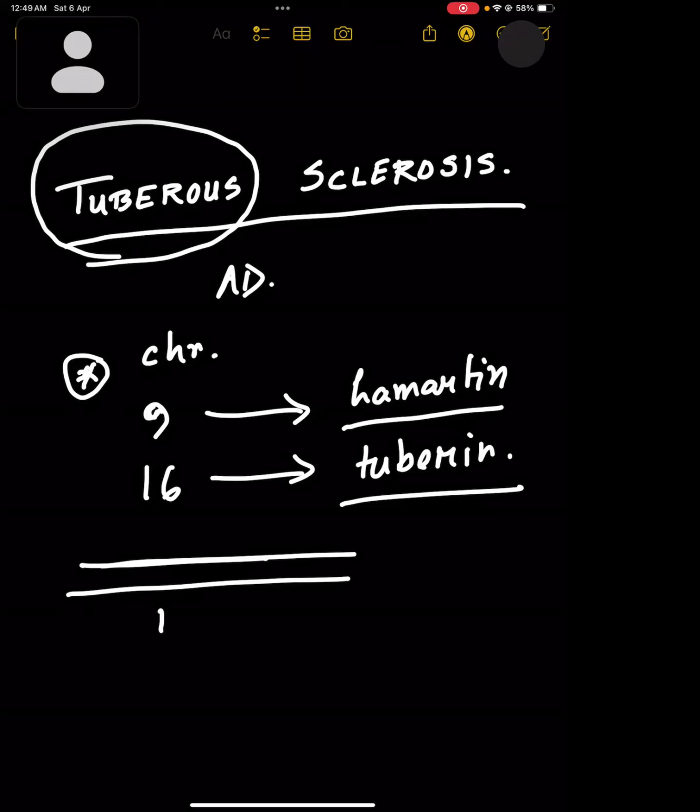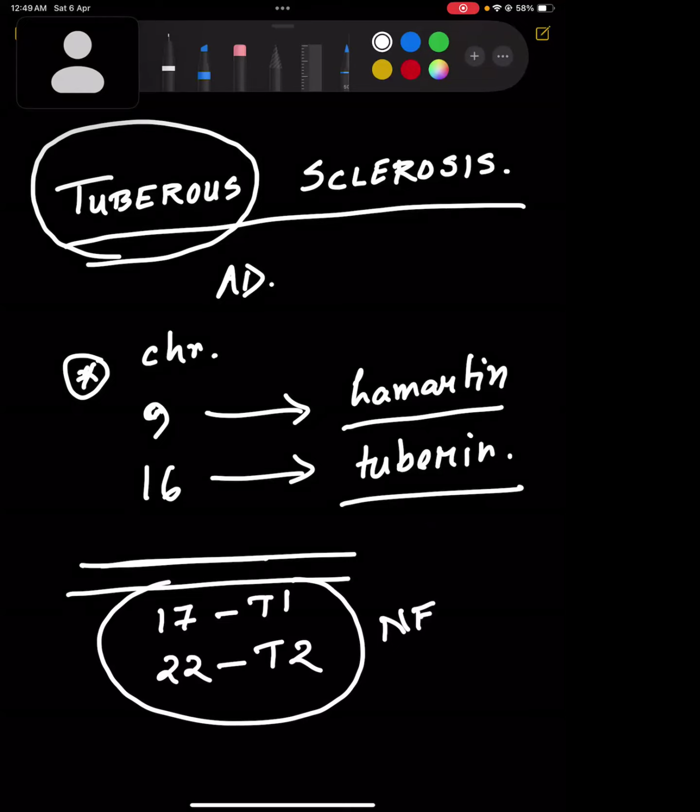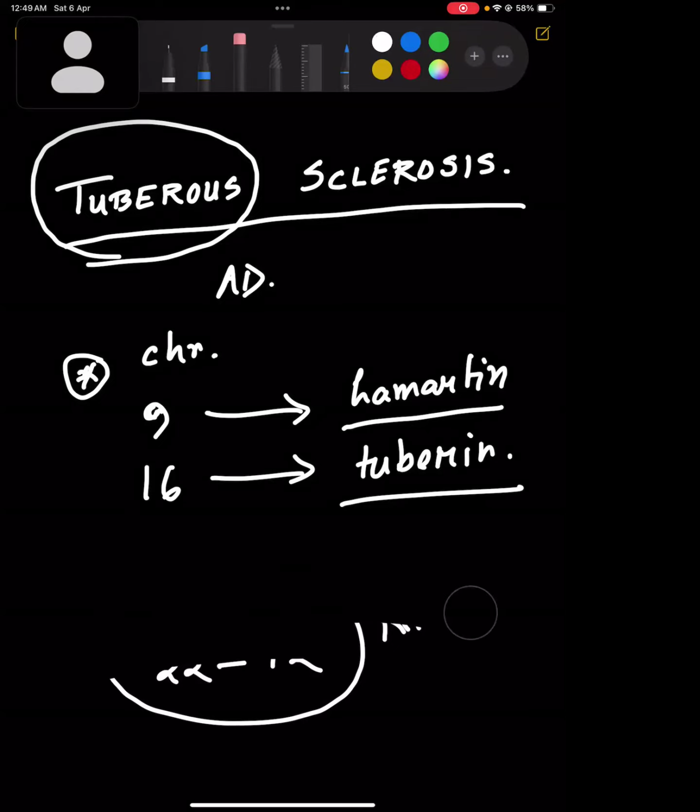So you see 9, 16, after 16 it is coming 17 and 22. 17 is neurofibromatosis type 1 and 22 is neurofibromatosis type 2. This is just for interlinking to make your memory sharp regarding neurofibromatosis. So anyway, I will remove that.